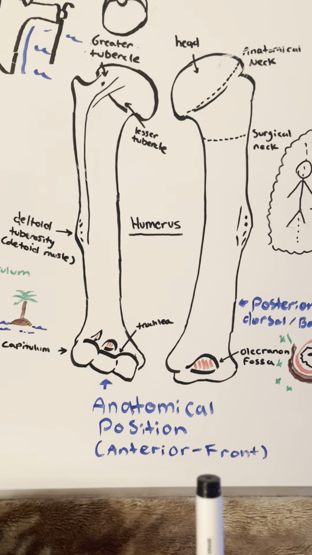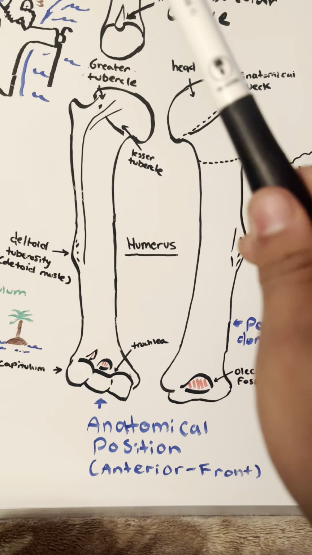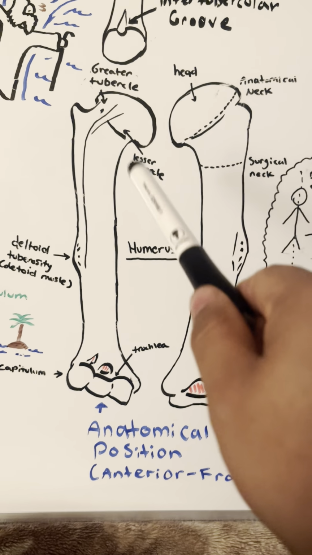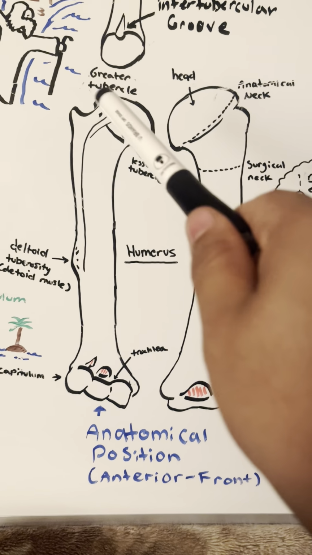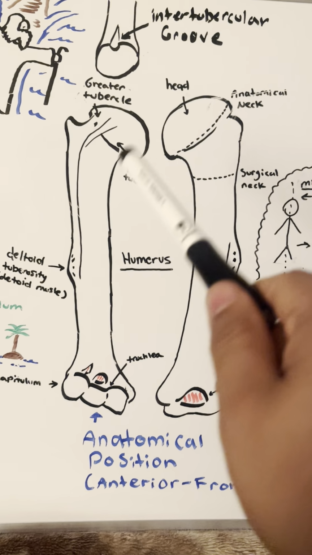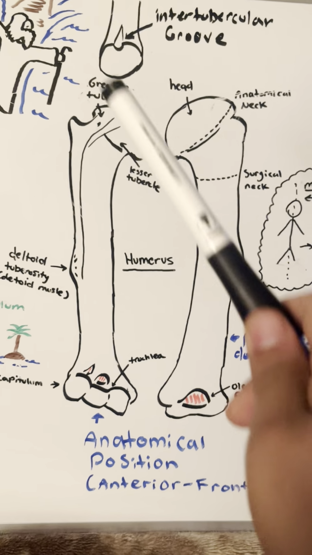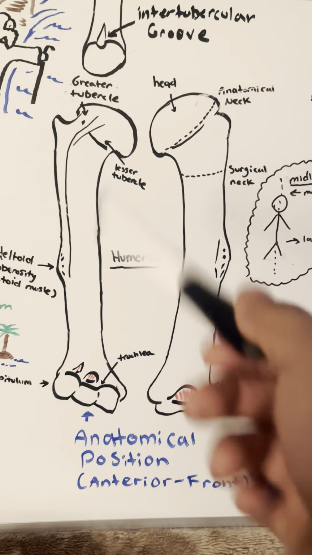Now, apart from that, we're going to need to know a few other things before we go all the way down here, and it's going to be the greater tubercle and the lesser tubercle. These are very easy to identify because the greater tubercle, you can always think about the top portion, and the lesser tubercle, you can always think about the bottom portion. Now, greater tubercle, you have great men up here, lesser men down there, pretty easy, up and down.